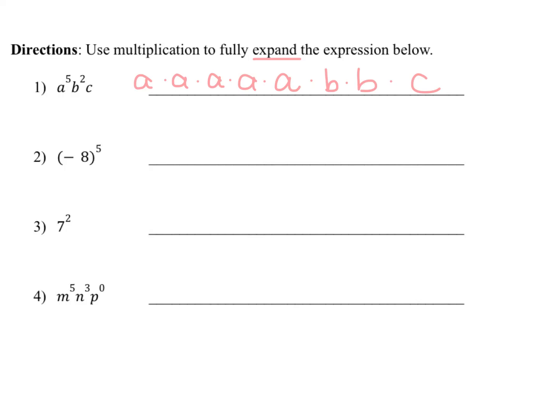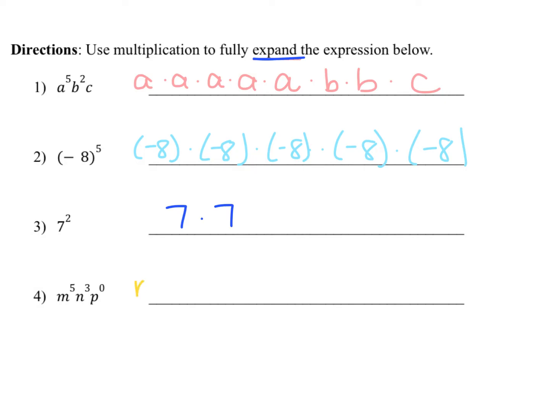For number 2, we have 5 of these. Negative 8 times negative 8 times negative 8 times negative 8 times negative 8. And I'm going to keep the parentheses in there to show that that negative carries along with each base. All right, 7 to the second power, that just means there's 2 of these. Fully expand it. And the last set, let's expand all of our letters.